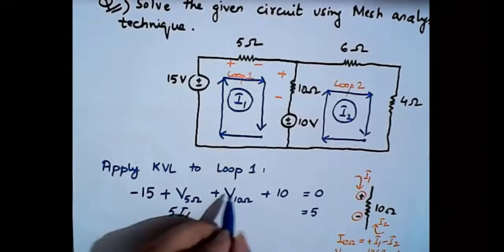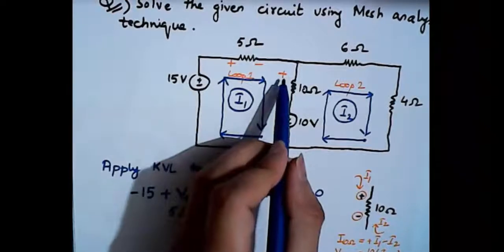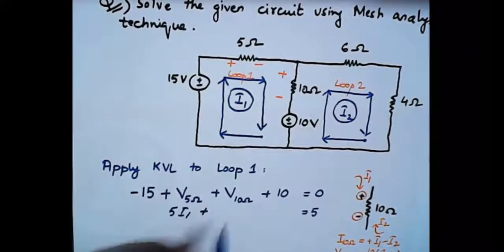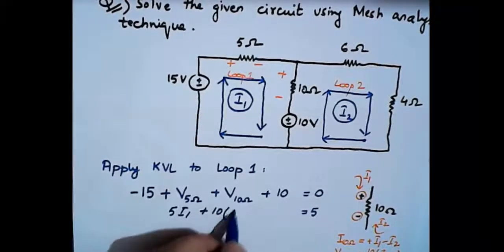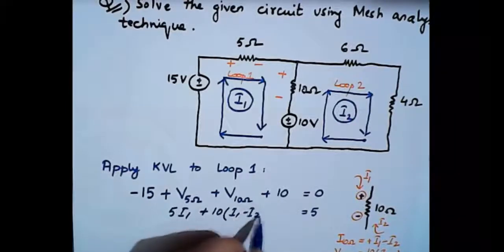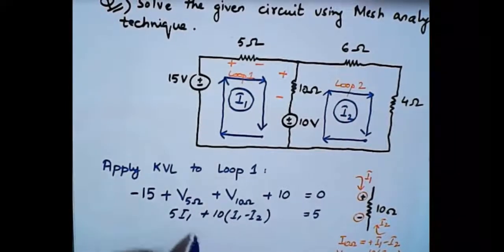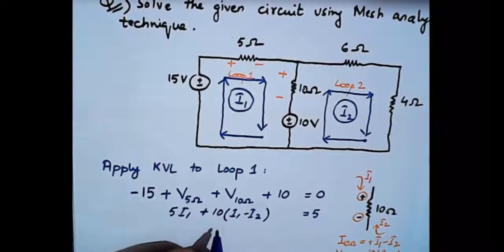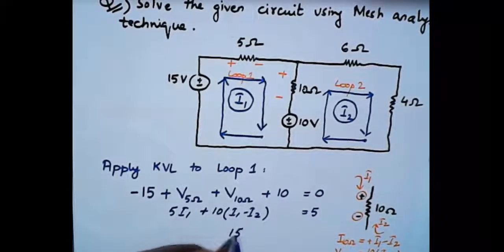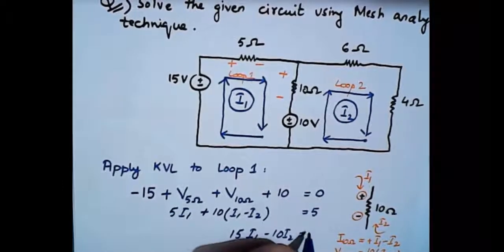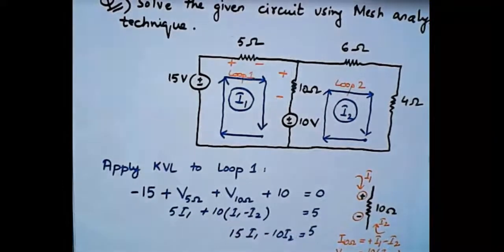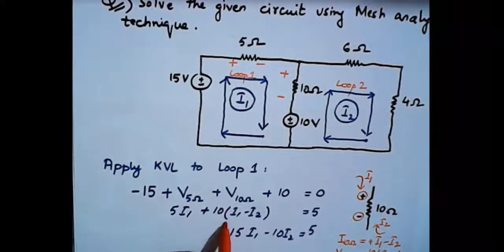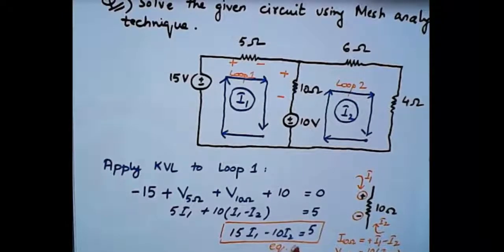And why have we written plus V10? Because here the current is entering the positive terminal, right? So plus 10 times (I1 minus I2) is equal to 5. So we can write it as 5I1 plus 10I1, which means 15I1 minus 10I2 is equal to 5, right? So this is our equation number 1.